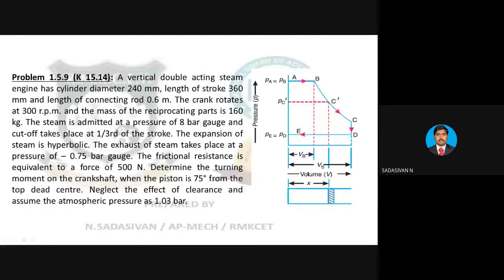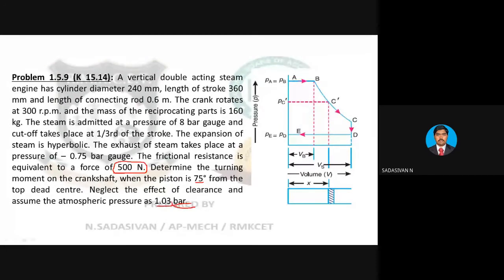Frictional resistance. So this is the first problem with friction. So far in all the 8 problems you have done, friction was not there. Friction is always negative. It always opposes your motion. Equivalent to force 500 Newton. Determine the turning moment on the crankshaft when the piston is 75 degrees from the top dead center. Neglect the effect of clearance and assume an atmospheric pressure of 1.03 bar.